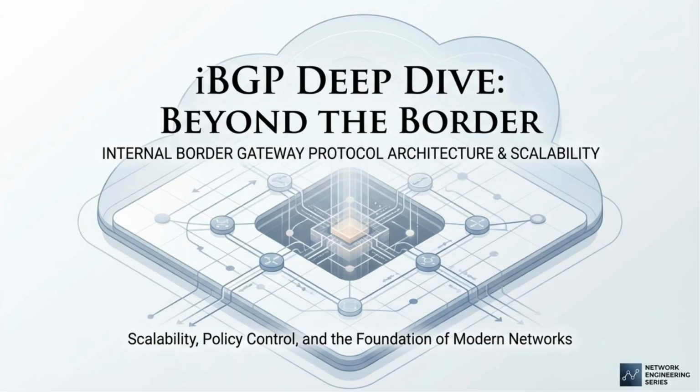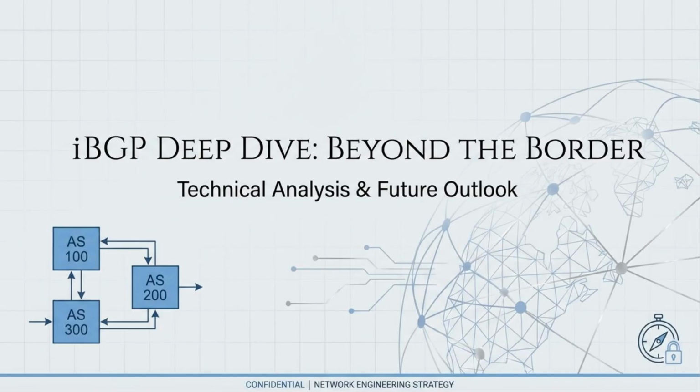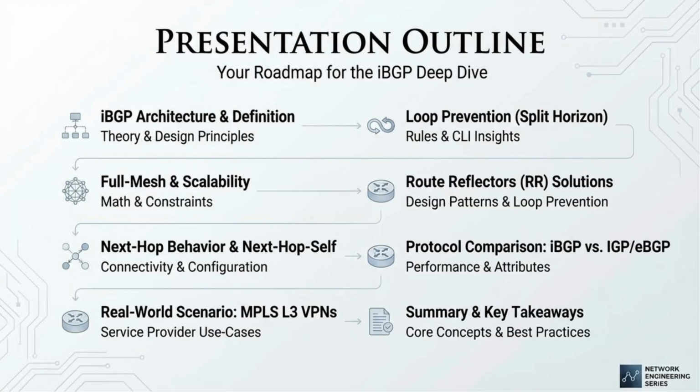So a common question arises. If I already have OSPF, EIGRP, or ISIS running inside my network to handle routing, why on earth would I complicate my life by running BGP inside my own autonomous system? The answer lies in scalability, policy control, and the fundamental architecture of modern networks like MPLS VPNs and SD-WAN.